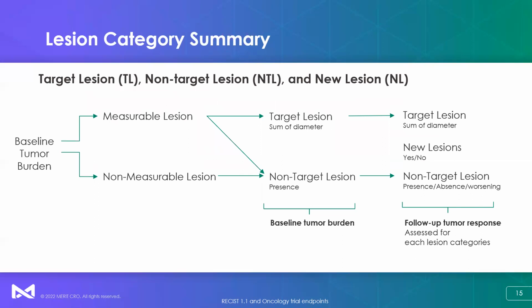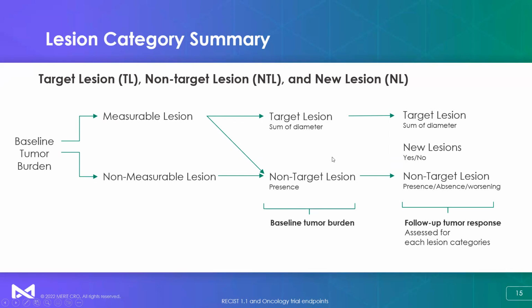In summary, the lesion categories are target lesions, non-target lesions, and new lesions, which are the three groups upon baseline tumor burden. Measurable lesions, up to 5 in total and 2 maximum per organ, go under the target lesion, and the sum of diameter would be calculated and assessed. Any remaining measurable lesions and all non-measurable lesions are categorized under the non-target lesion group, and their qualitative assessment of presence would be recorded. These represent the baseline tumor burden of that subject.